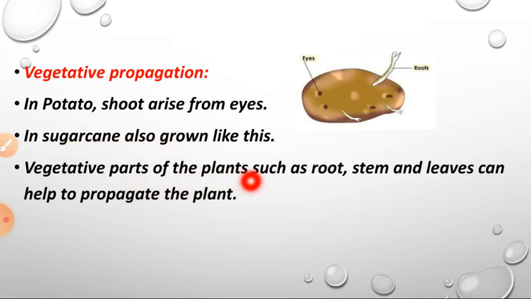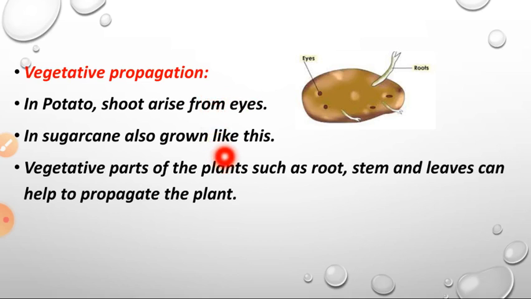Vegetative parts of the plants such as root, stem and leaves can help to propagate the plant. Propagate is nothing but making a new plant. So in a potato, shoots arise from eyes. Shoot means the stem part, the stem and branches. So from the eyes only the shoot system starts. And in sugarcane also it is like this. You have already seen the sugarcane plant, no? The sugarcane plant also comes under asexual reproduction, that is vegetative propagation.